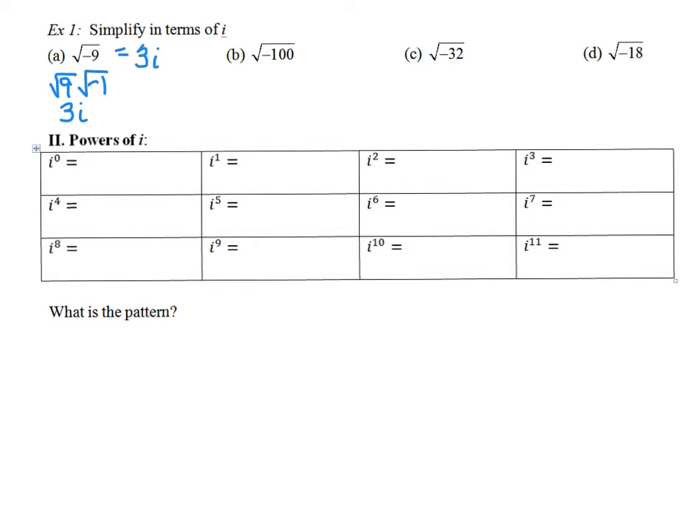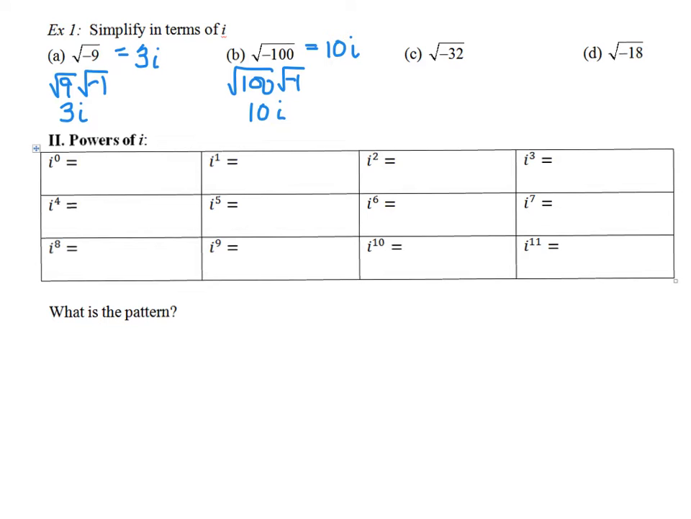The same thing happens with the square root of negative 100. We would simplify this as the square root of 100 times the square root of negative 1. Square root of 100 is 10. Square root of negative 1 is i. So the square root of negative 100, we're going to get used to seeing that as 10i, another imaginary answer.